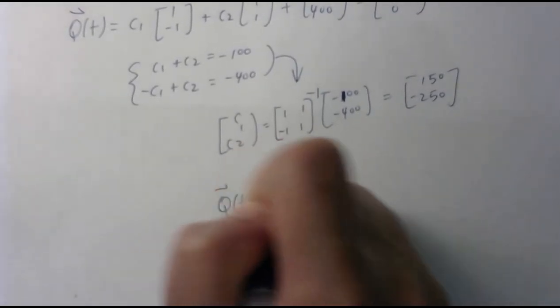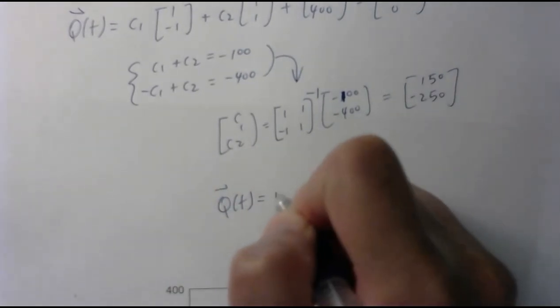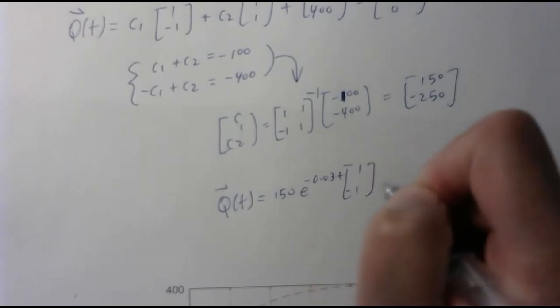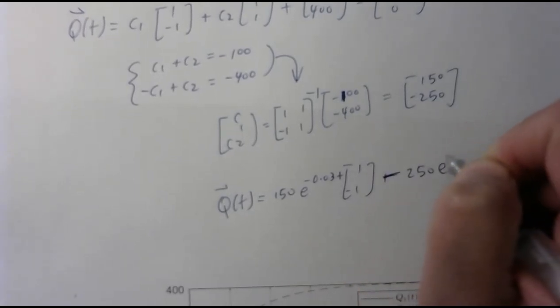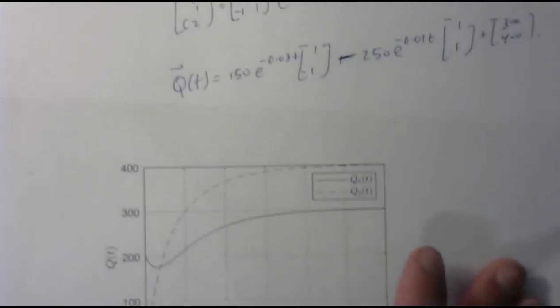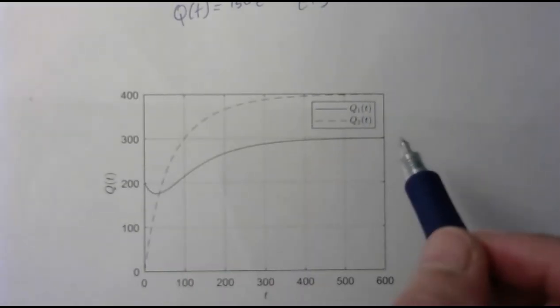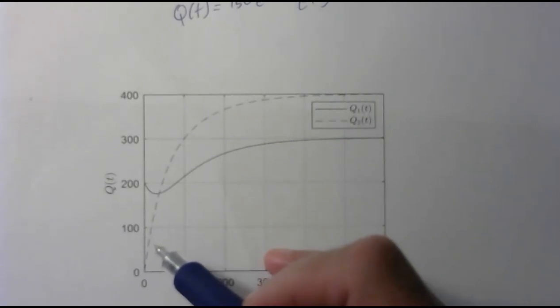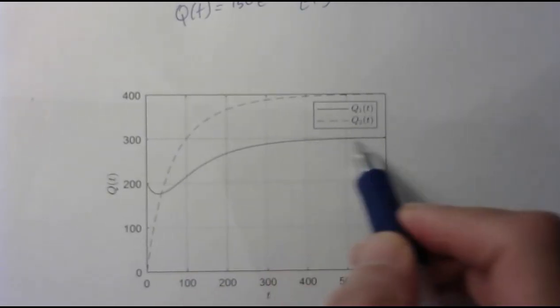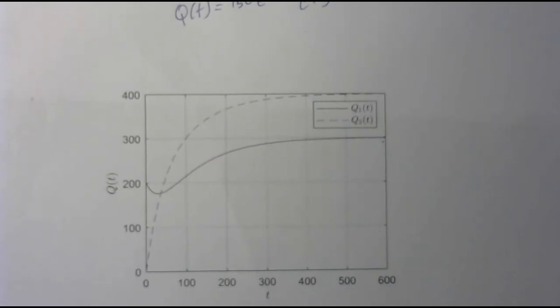And so that's my Q of t, whatever that is: 150 e to the minus 0.03t (1, -1), minus 250 e to the minus 0.01t (1, 1). Well, you can recopy this if you want to. It doesn't really matter. Plus the equilibrium. And so here's a plot. I start at (0, 200). So tank 1 is a solid line, 200, tank 2 is this line. And where does it saturate? It saturates where this one goes to 300, this one goes to 400 as time goes forward. So that looks good, and that's all for today's lecture.